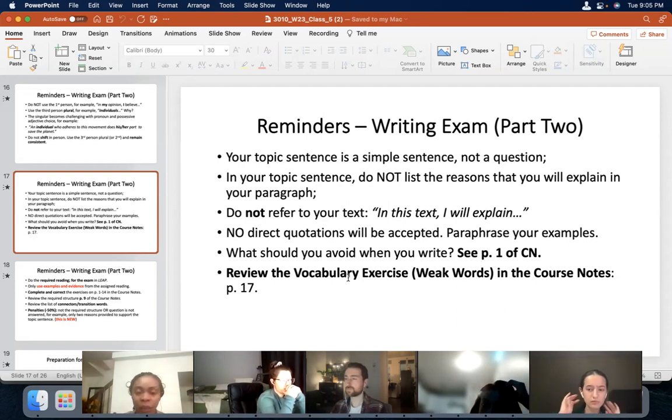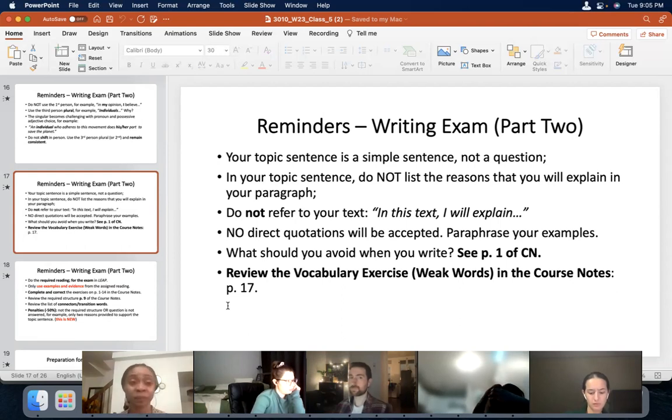And please look at what things you should avoid on page 1 of your course notes and review the vocabulary exercise on weak words in the course notes, page 17. And I'll give you an example. One weak word is "thing." If you say, "Oh, this thing," that means nothing in English, and it's considered weak English. So please do not use the word "thing" in your writing. And that's just one example of a weak word. Refer to page 17 to find the other examples.